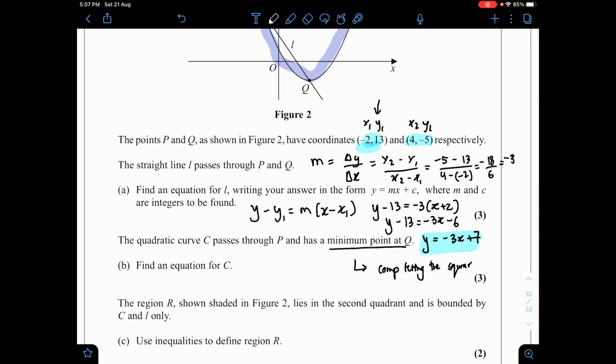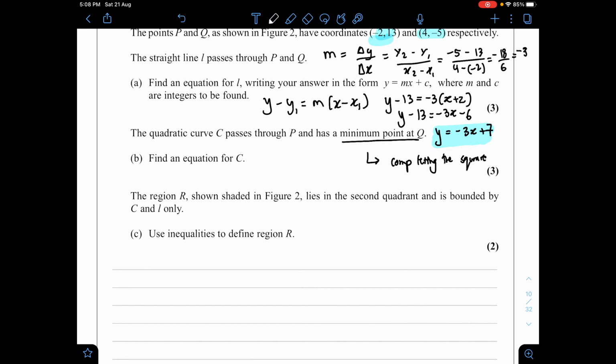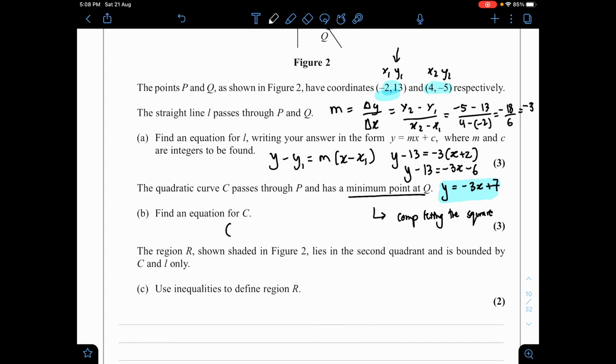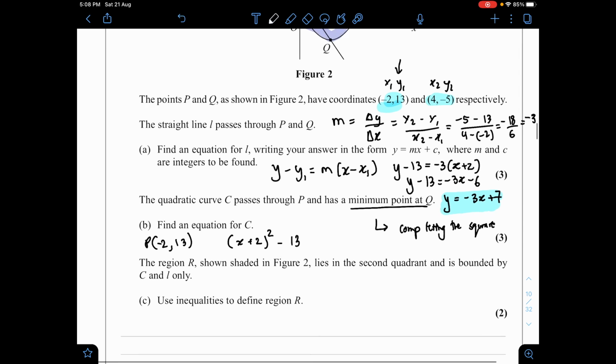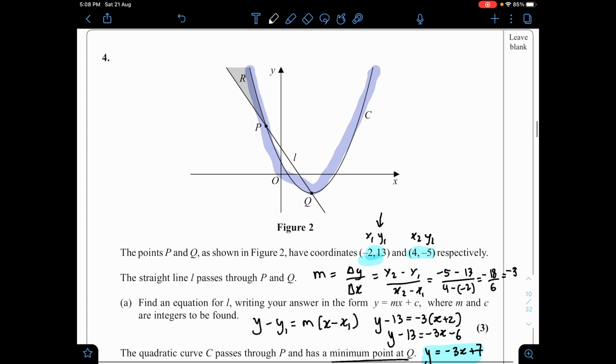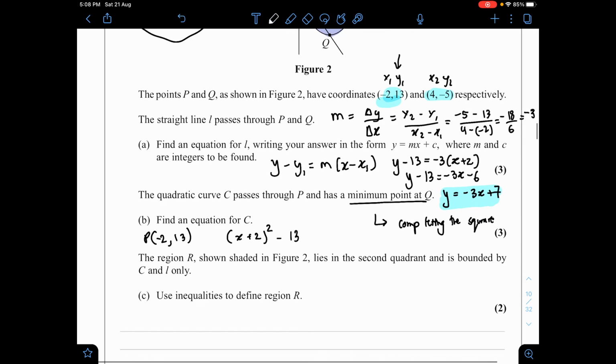Because we know the minimum point, we can say that it's x. P is -2 and 13. We can do x plus 2 squared minus 13. This is correct so far, but we don't know if it's stretched or not from this equation alone. But we do know this will give us the same minimum point.